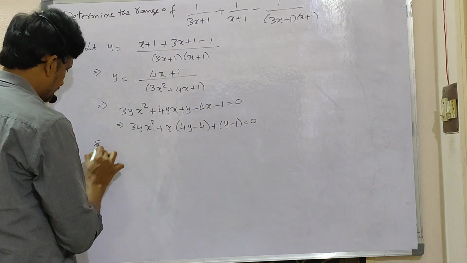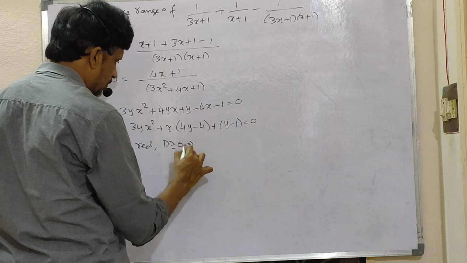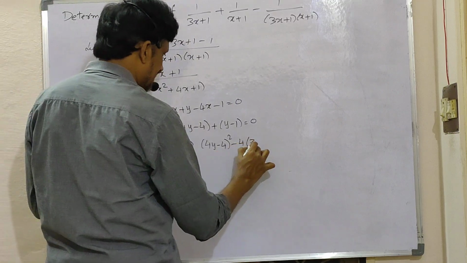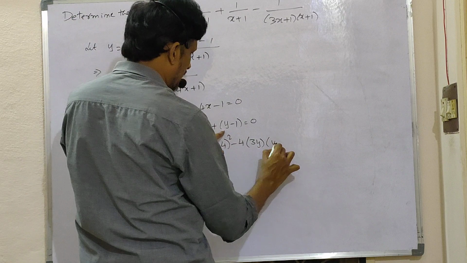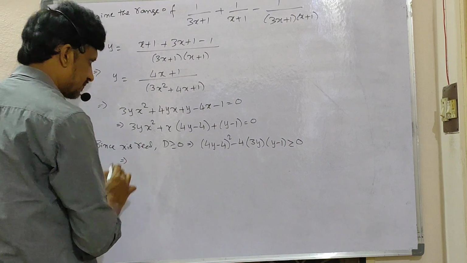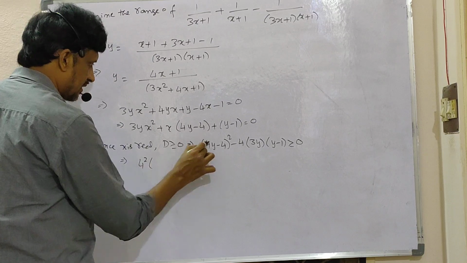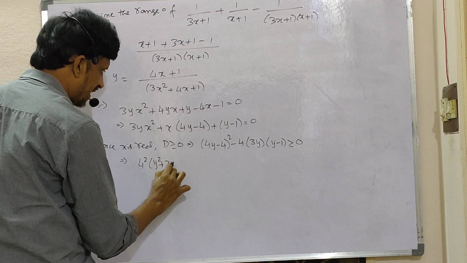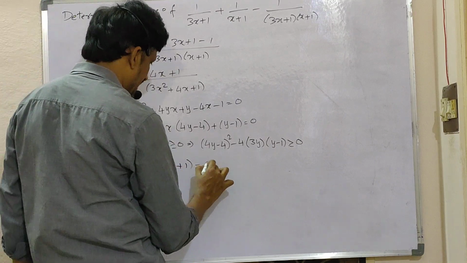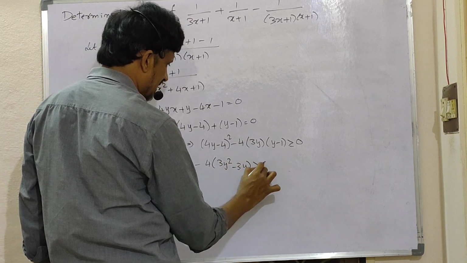Since x is real, the discriminant should be greater than or equal to 0, giving (4y − 4)² − 4·3y·(y − 1) ≥ 0, that is b² − 4ac, where a is 3y and c is y − 1. Now (4y − 4)² can be separated as 4² (y − 1)², and (y − 1)² is y² − 2y + 1, minus 4 times 3y(y − 1), which is 3y² − 3y, is greater than or equal to 0.